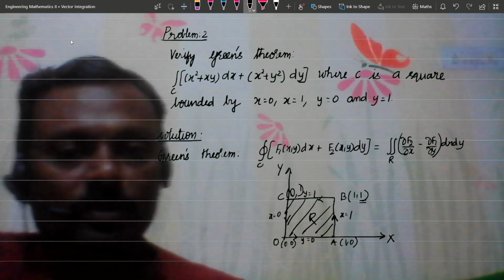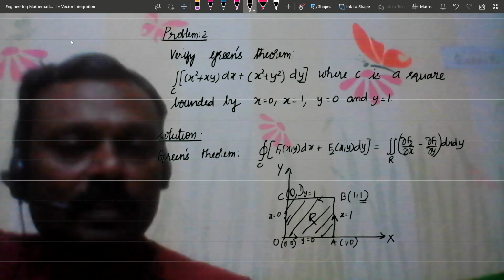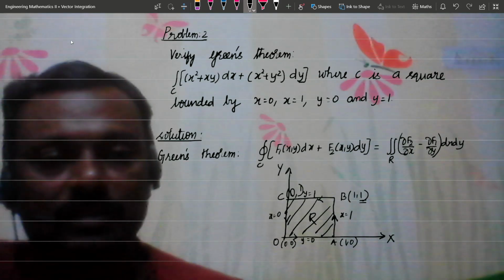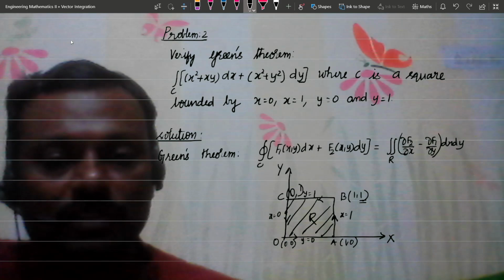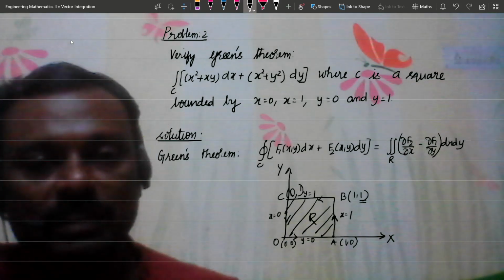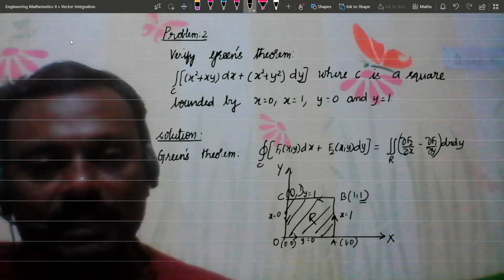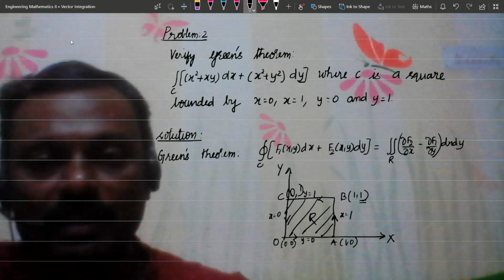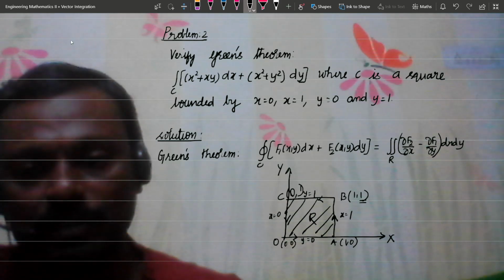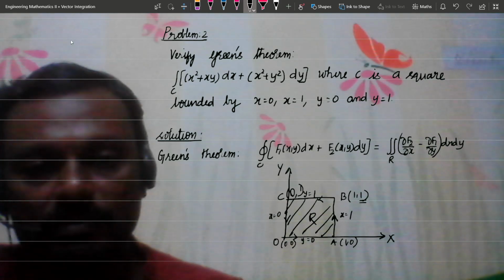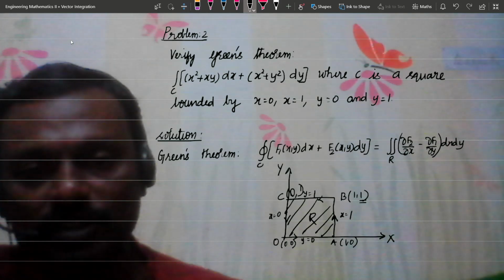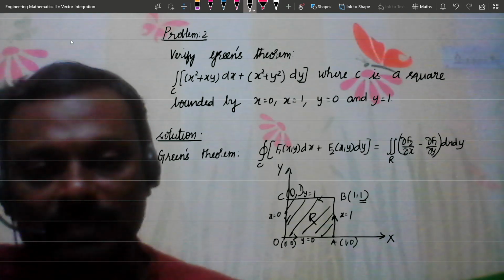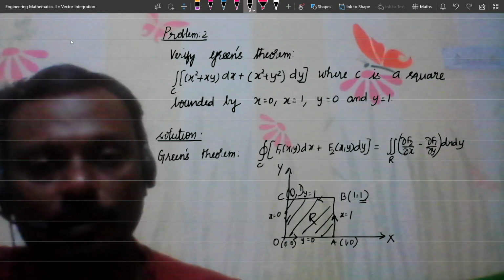Now before proceeding into the problem, let's recall the statement of Green's theorem. It says that the closed integral over C of f1(x, y) dx plus f2(x, y) dy is the double integral over R of (∂f2/∂x minus ∂f1/∂y) dx dy. Now the boundary of the square region R is closed, obviously, as we see in the figure O A B C O. It's a closed figure.